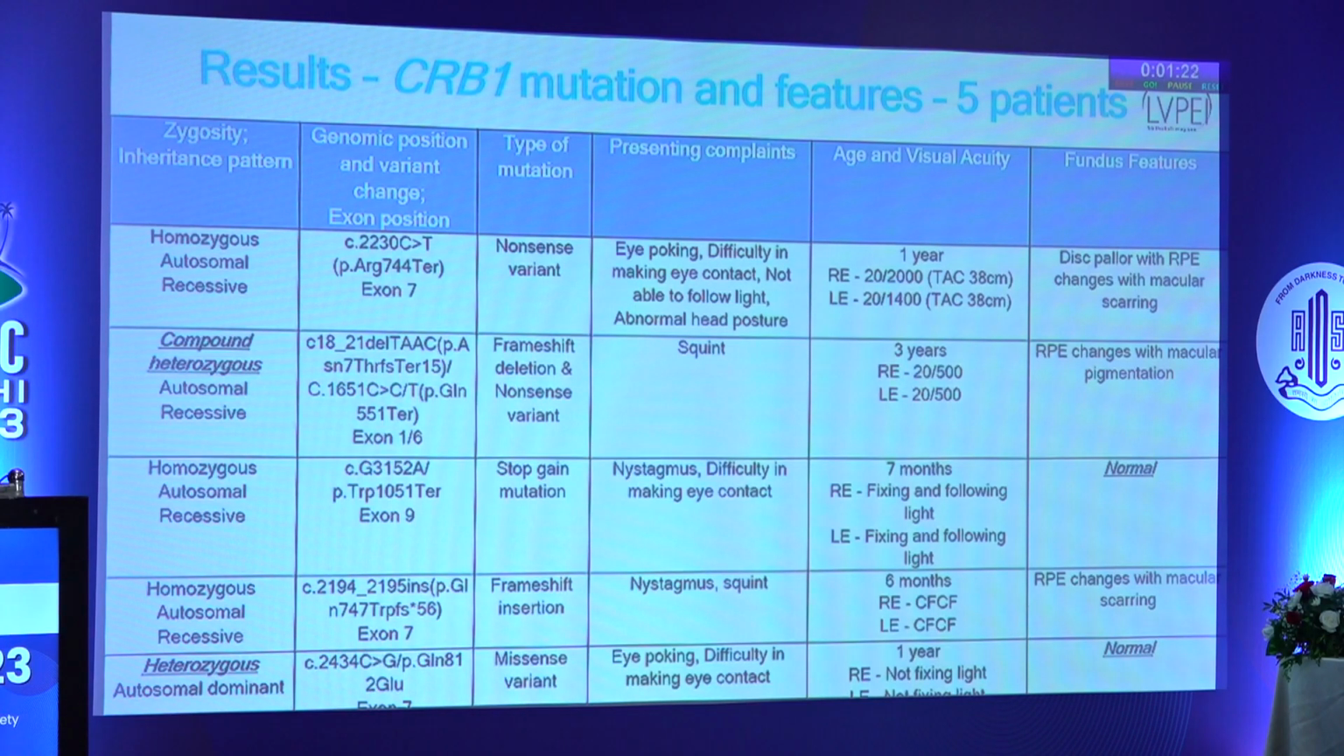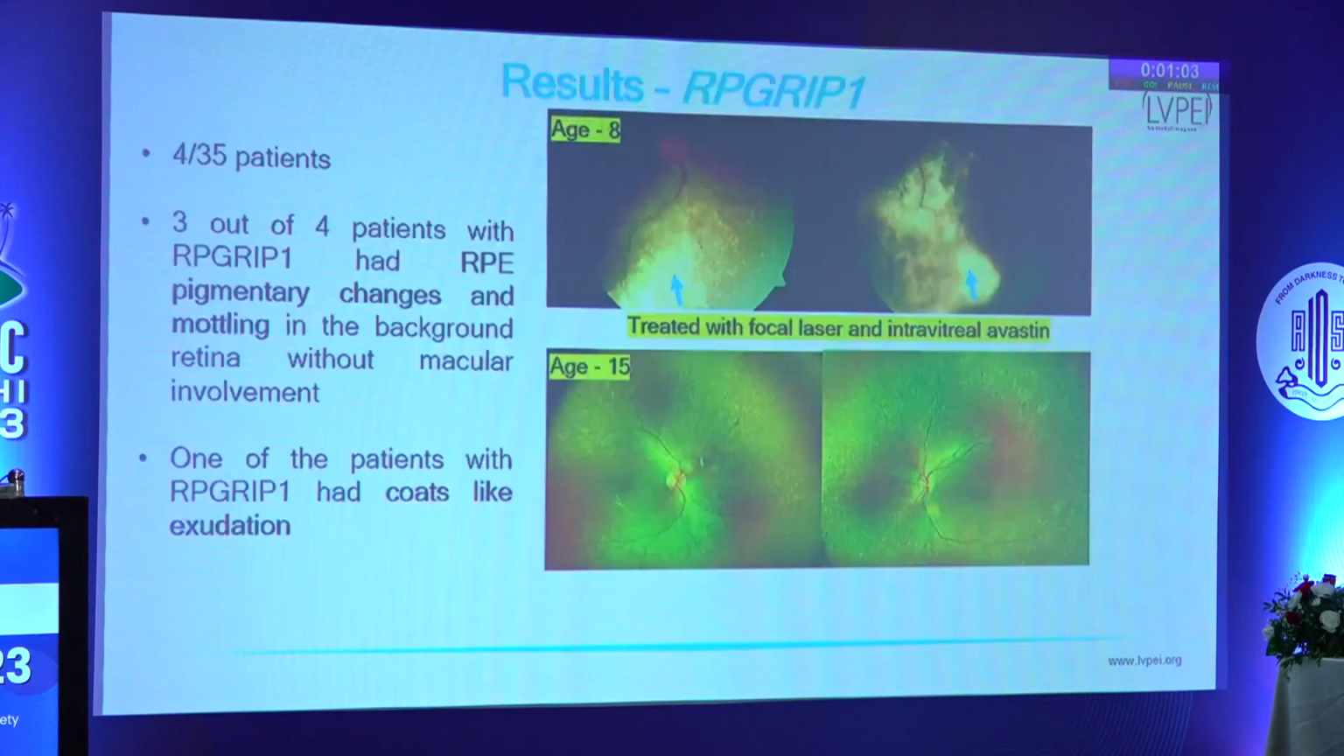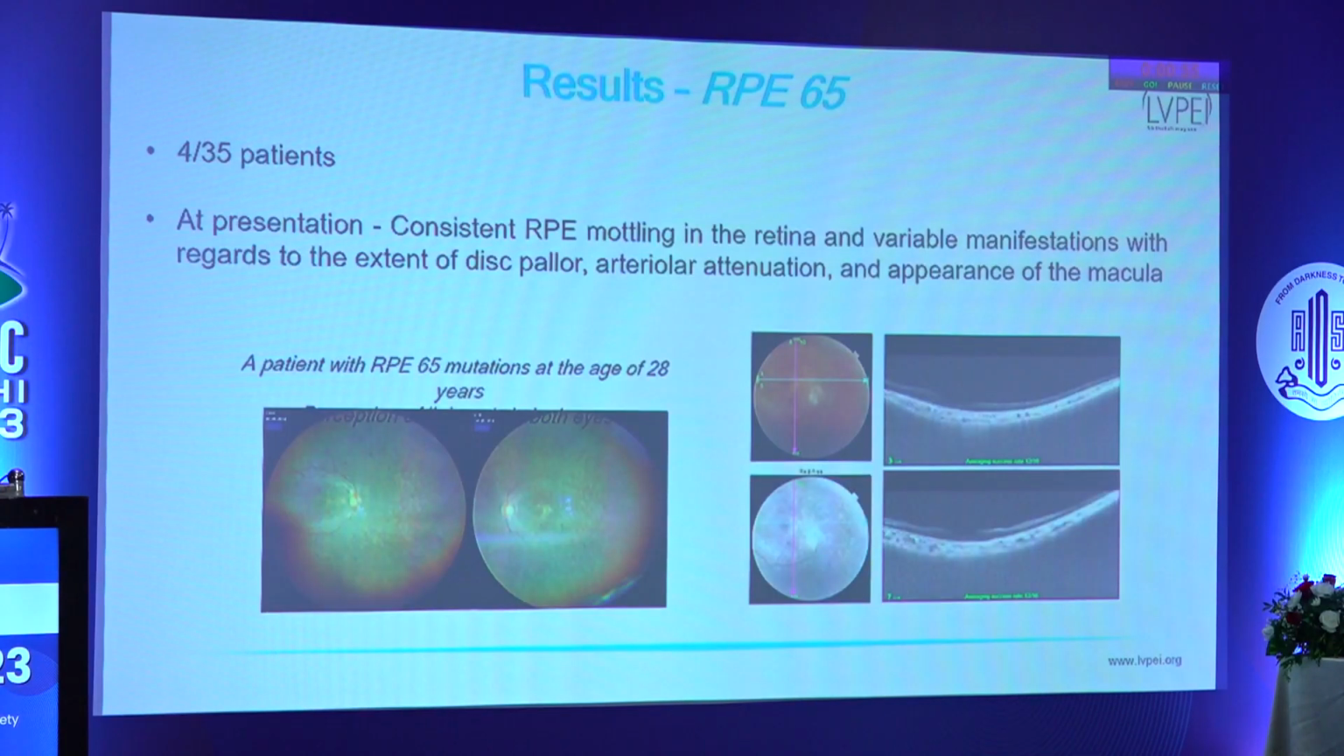So what I would like to infer is that despite a normal looking fundus, vision will not correlate with anything in LCA, and it is very important to perform tests like ERG or genetic tests to identify them. So this is a fundus of CRB1. An important thing noted in CRB1 was that they all had macular involvement with pigmentation. This is RPGRIP1. One patient had Coats disease, which was treated with focal laser and intravitreal Avastin. In RPE65, all the patients had pigment mottling.